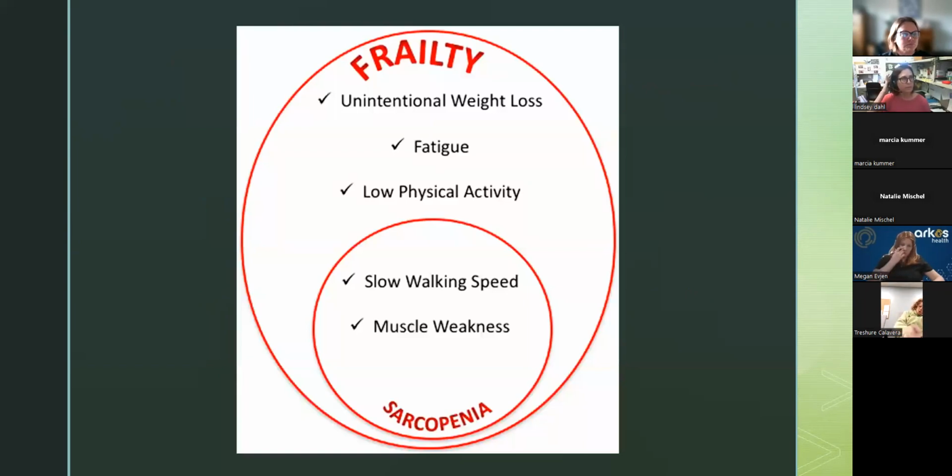So if you're frail, you have sarcopenia, but you don't necessarily have frailty if you have sarcopenia. So sarcopenia is the slow walking speed and muscle weakness. Frailty is that plus the weight loss, fatigue, and low physical activity.